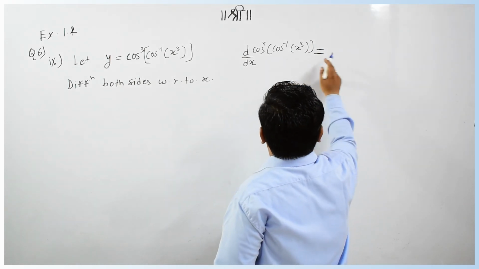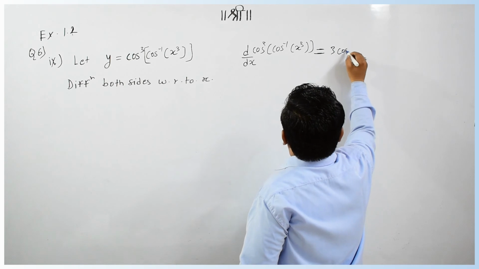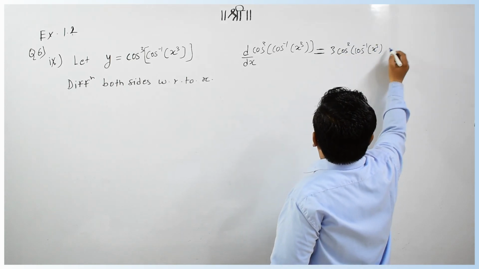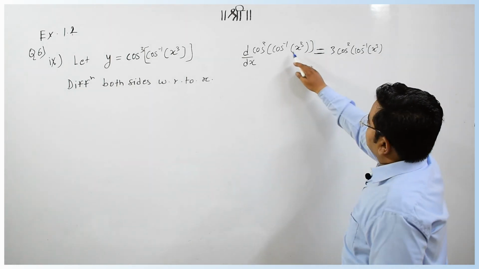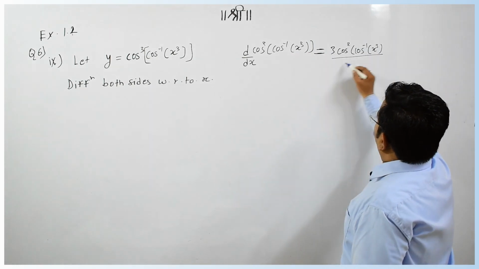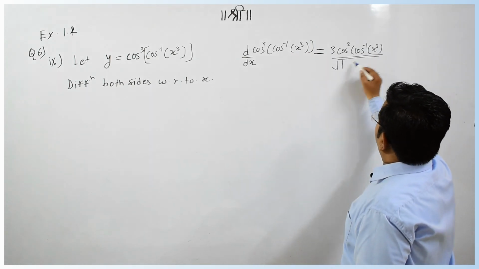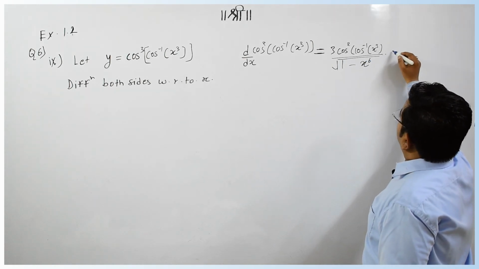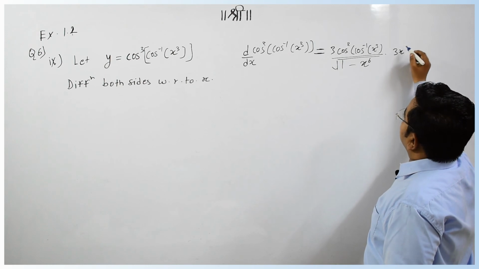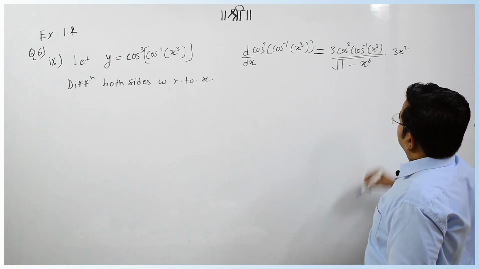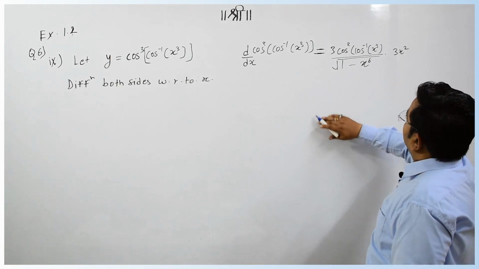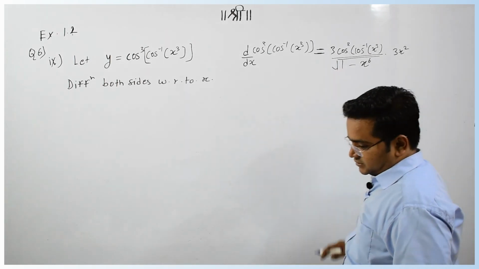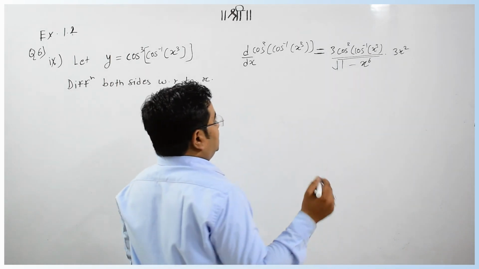So, if you perform this task like this, 3 cos square of cos inverse of x cube into the derivative of cos inverse of x cube will be what? 1 under root 1 minus x raised to 6 dot 3x square. Okay, that is what they are performing. Now, if you differentiate it like this, you will get it like this. But there is something called a shortcut.